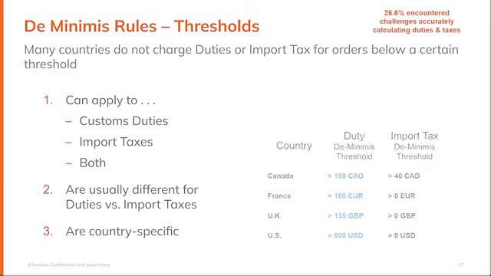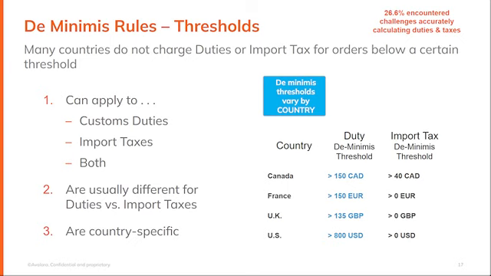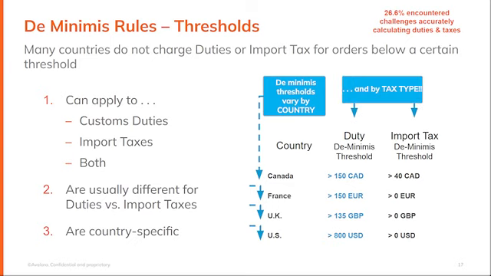So pulling back to that report, almost 27% of the challenges encountered were around the ability to accurately calculate duties and taxes. So just looking at this as an example, we have Canada, which has a 150 Canadian dollar duty threshold. However, their tax threshold is 40. Europe, so I've got France, but this would cover most of Europe. The duty threshold is 150 euros, even though recently, in the last 2 years, the import tax threshold was waived and is now zero. Similar for the UK, but it's at £135. The US, which is a massive market for many to sell into, but I'll let Evan touch on that in a bit. The duty threshold is high at $800.